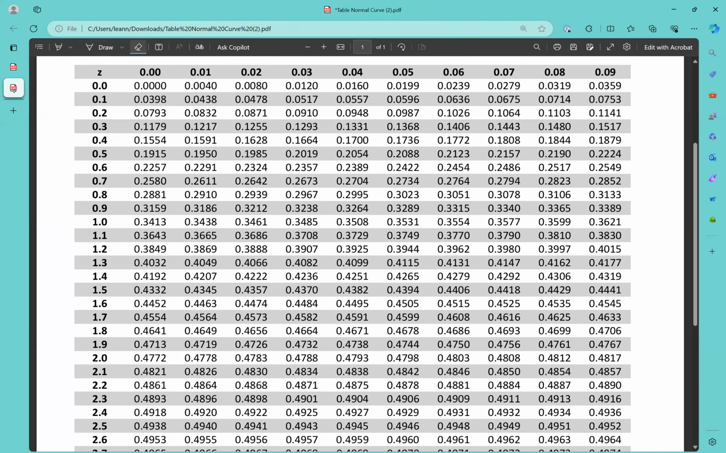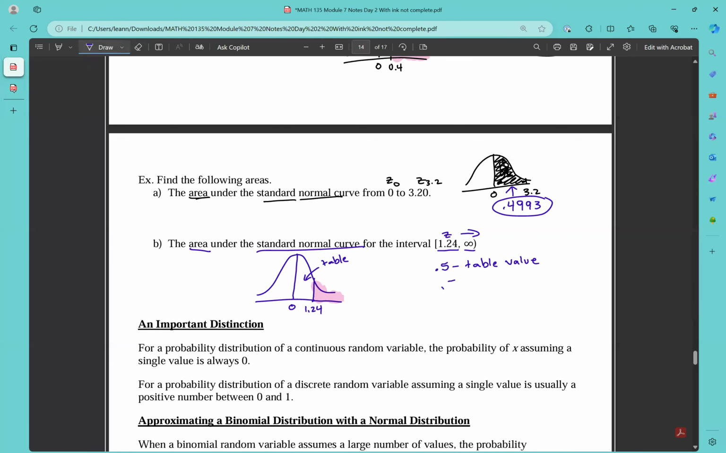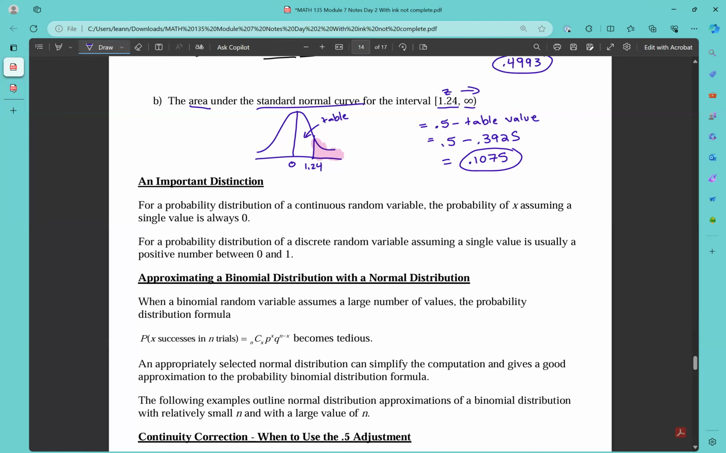So I have 1.2 in this row, and I'm supposed to have a 0.04 for the second decimal place. So 1.24 is 0.3925. So 0.5 minus 0.3925. And since they wanted that as an area, we just need to write that in decimal form. That is 0.1075.